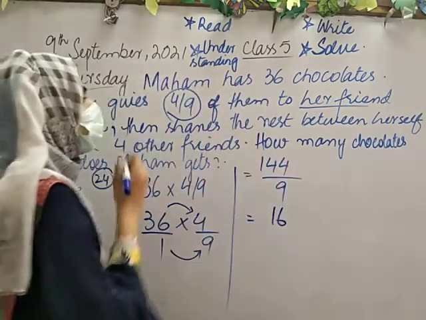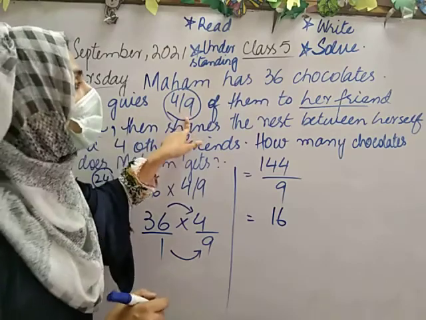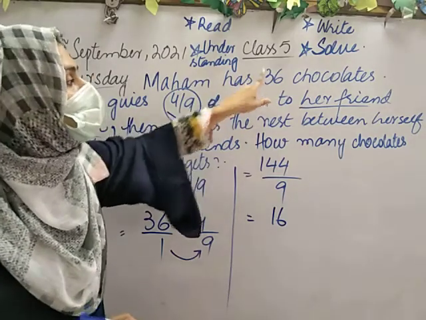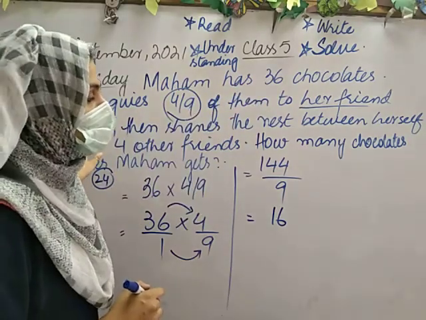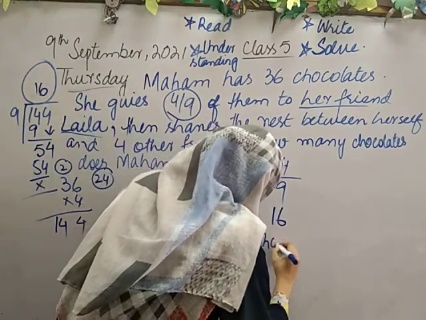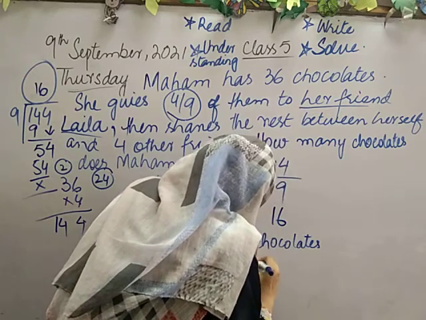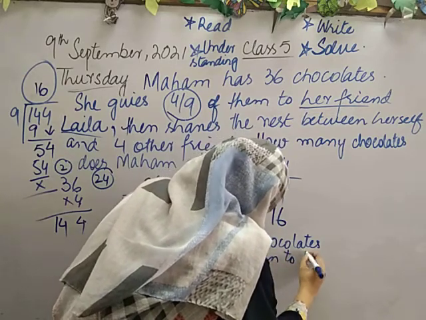हमने इसके थ्रू क्या फाइंड किया? 36 चॉकलेट्स थी एंड 4/9 पार्ट उसने उन चॉकलेट्स में से अपनी फ्रेंड लैला को दिया. ठीक है, सो वी विल राइट 16 चॉकलेट्स given to Laila.